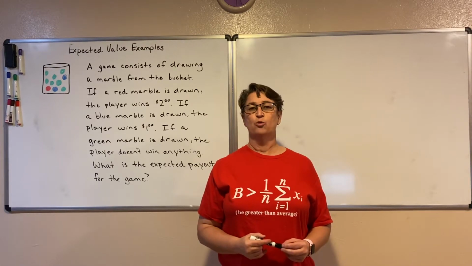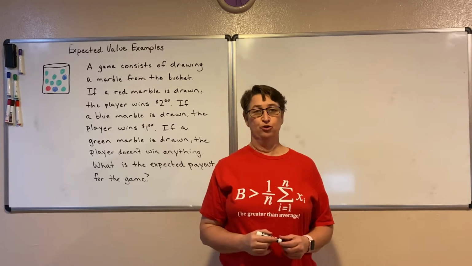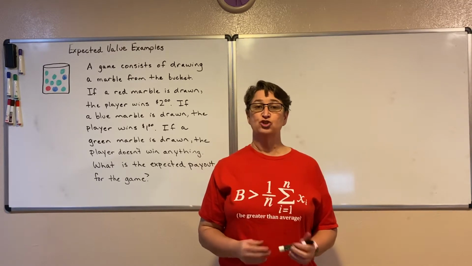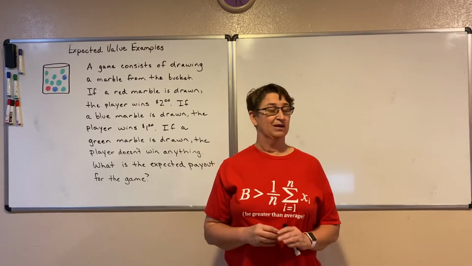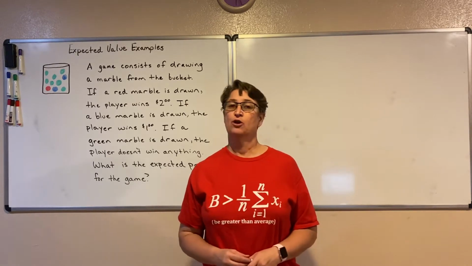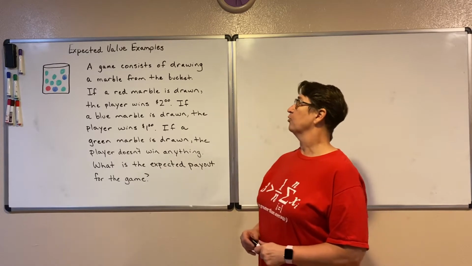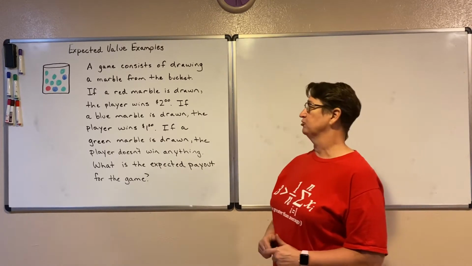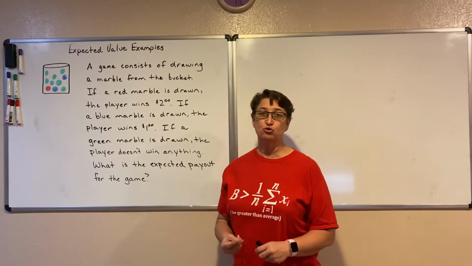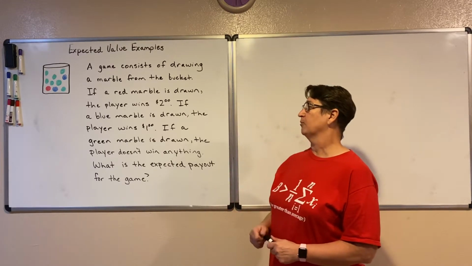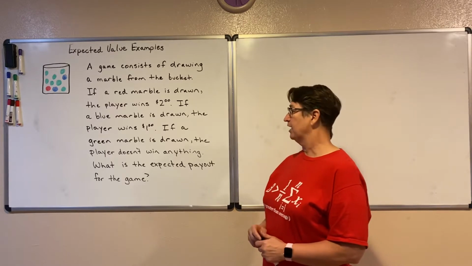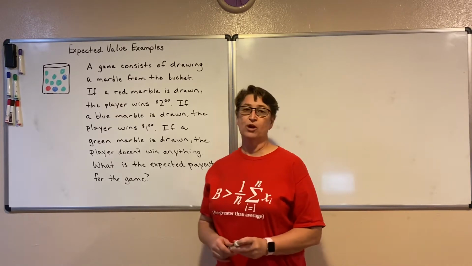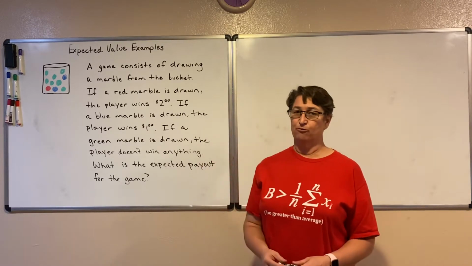And in this video, we're going to look at the expected value of a game. So the expected value is just a weighted mean. It's just the average. So here we have a game where we are going to draw a marble from the bucket. If a red marble is drawn, the player is going to win $2. If a blue marble is drawn, the player wins $1. And if a green marble is drawn, the player doesn't win anything. We want to know what's the expected payout for the game.